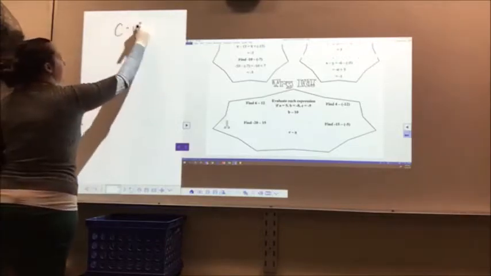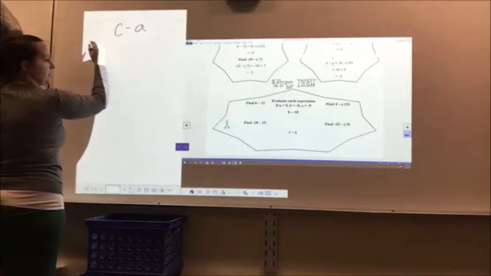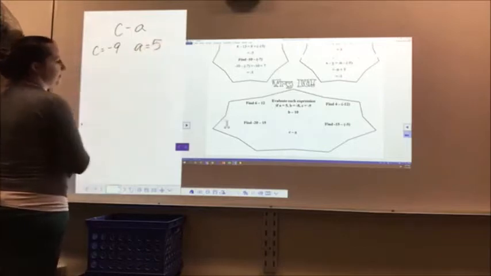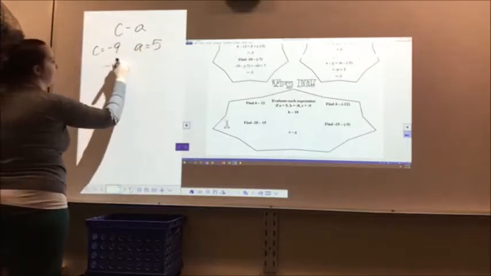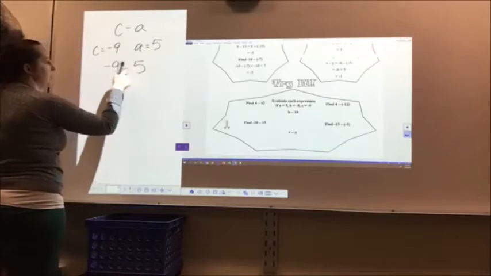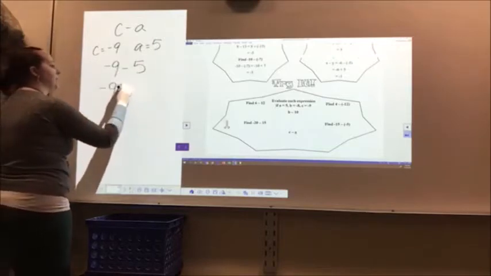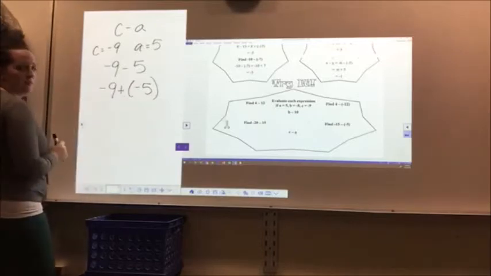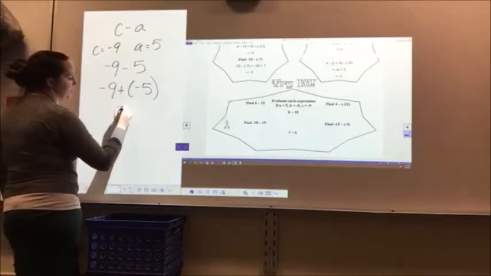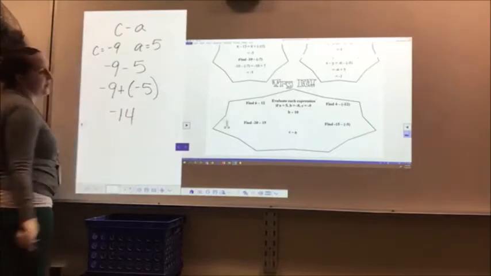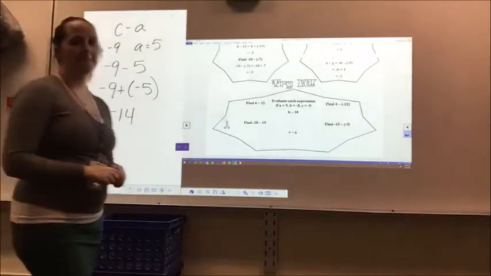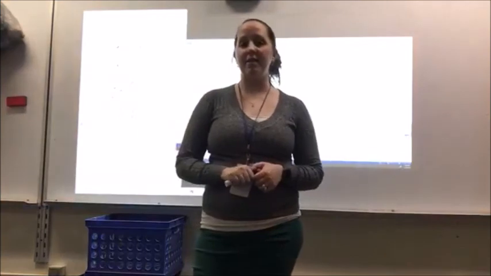Then I have C minus A, where C is negative 9 and A is 5. I can rewrite this as negative 9 minus 5, which I can rewrite as negative 9 plus a negative 5. Both are negative, same sign, so I add them together. 9 plus 5 is 14. Both negative, so my answer is negative 14. And that is the end of lesson 3.